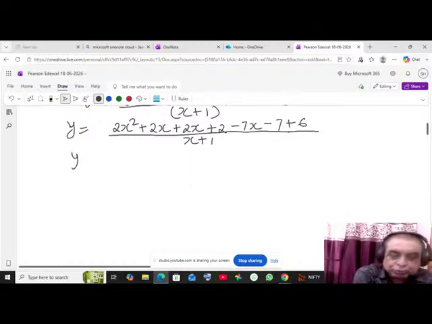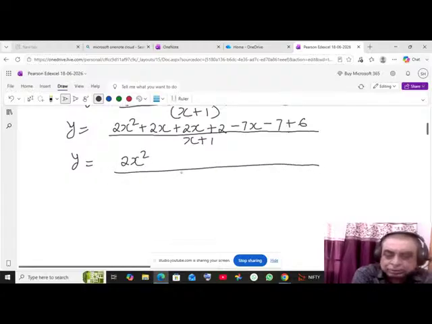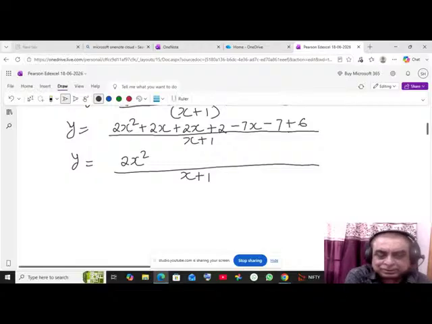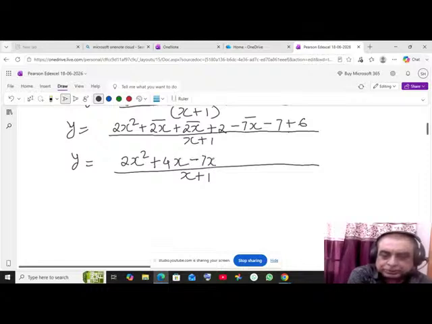Okay, so here there is a single term having x squared. So write x squared on the top, and write here the denominator x plus 1. So there is a single term x squared. I have copied it down. Now there are three terms with x. So 2x and plus 2x you add. So 2x plus 2x is 4x, and minus 7x you copy it down.